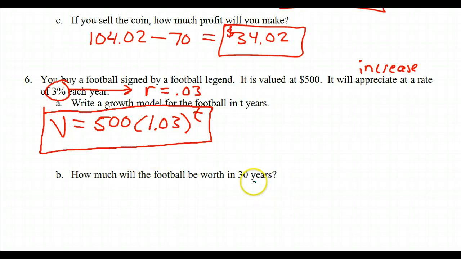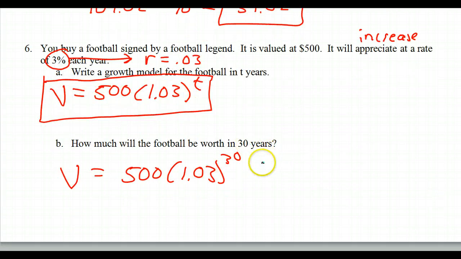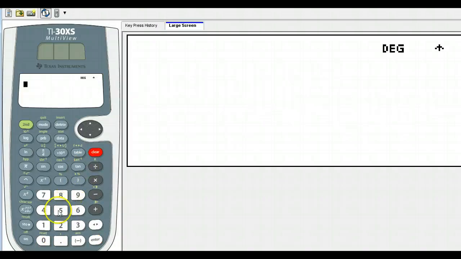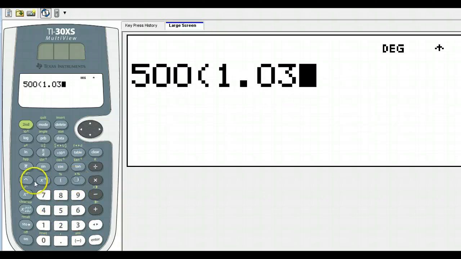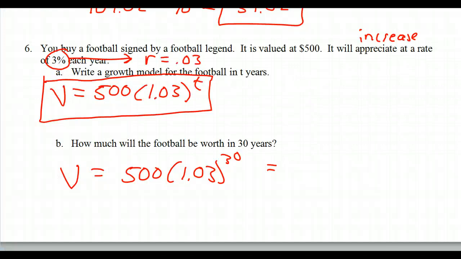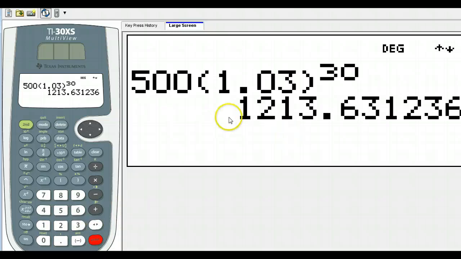How much will the football be worth in 30 years? So you just do 500 times 1.03 to the 30 power. Just put that in your calculator and see what it is. What did it say? 30 years? So in 30 years, this football will be worth $1,213.63.